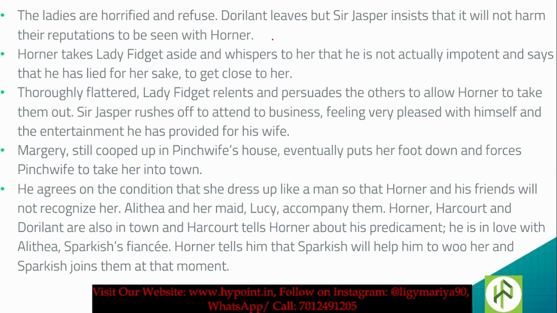Dorilant leaves, but Sir Jasper insists that it will not harm their reputation to be seen with Horner. After the ladies' refusal, Dorilant instantly leaves the situation, but Horner stays there. So Sir Jasper insists and tells them that Horner is rumored to be of importance.